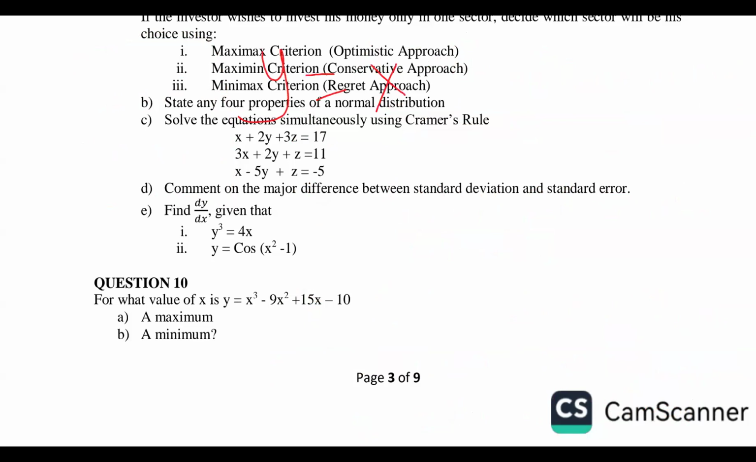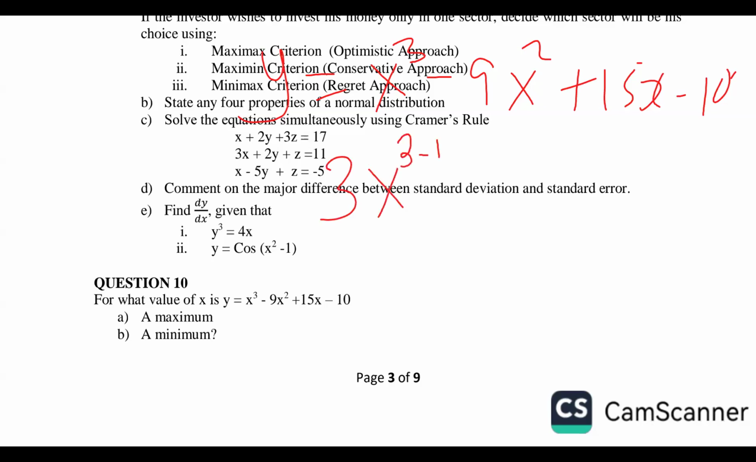Our function is x raised to the 3rd degree minus 9x squared plus 15x minus 10. So let's apply calculus to differentiate this function. Using the power rule, you drop the power: 3 times x to the power 3 minus 1. Then you have 2 times negative 9, x to the power 2 minus 1, plus 15. You just get a coefficient if the power is 1. And the derivative of a constant is 0.